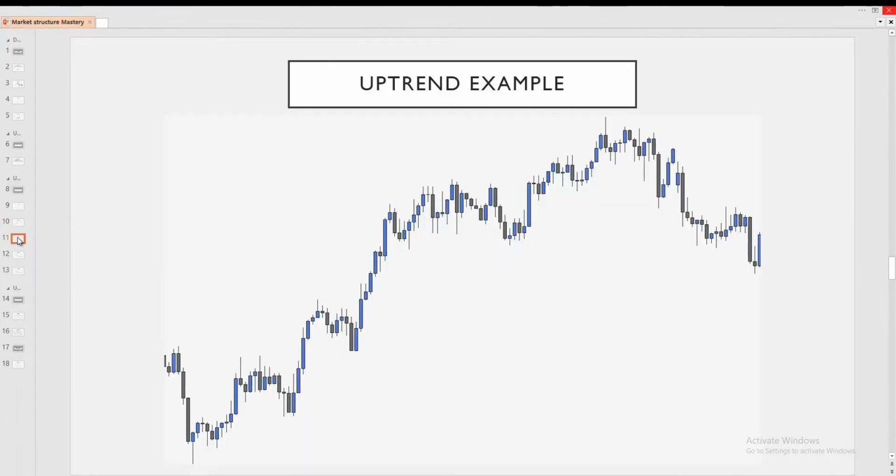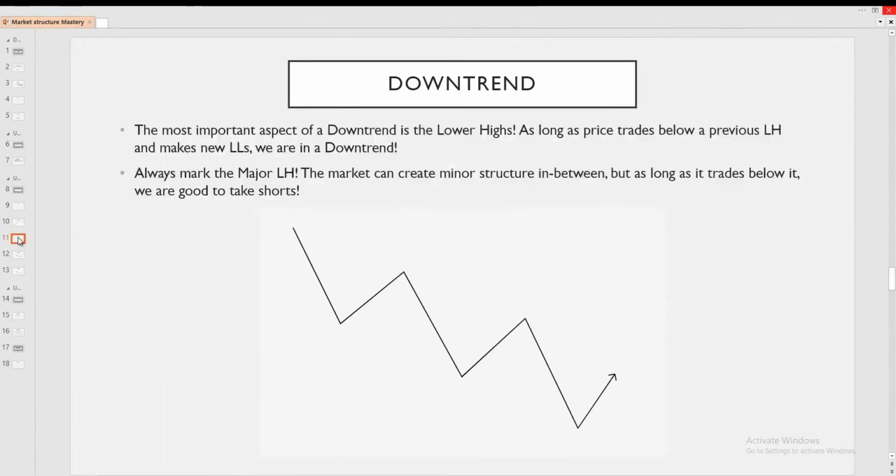Right now, let's have a look at a downtrend. Exactly the same, but flipped. The most important aspect of a downtrend is the lower highs. All right, the lower highs, which should always be lower than the previous lower high. And this is what makes it a lower high, right? As long as the price trades below a previous lower high and makes new lower lows, we are in a downtrend.